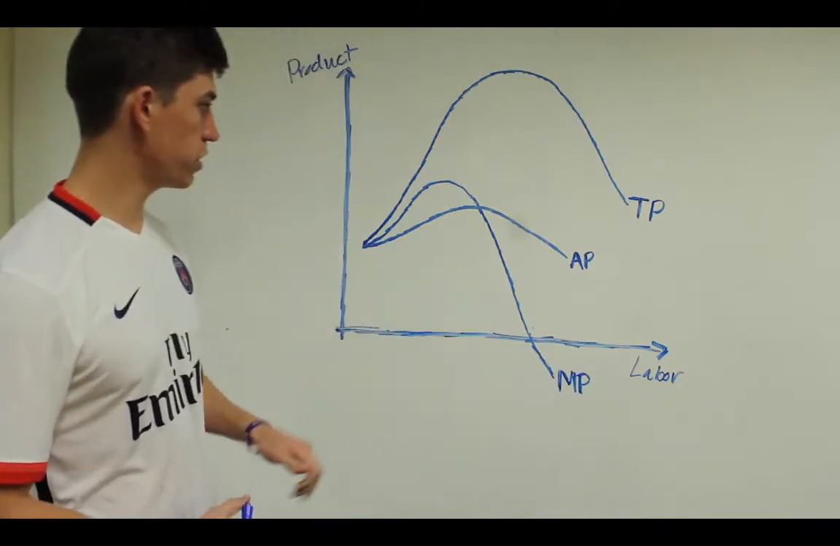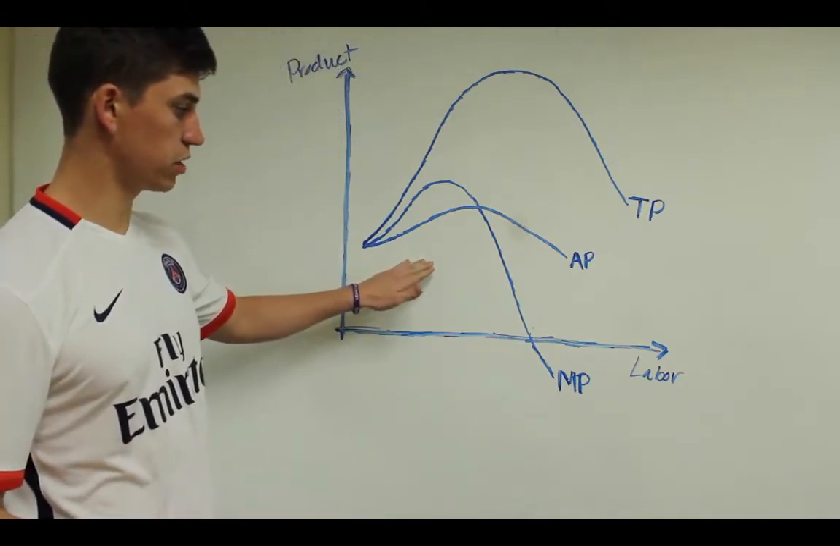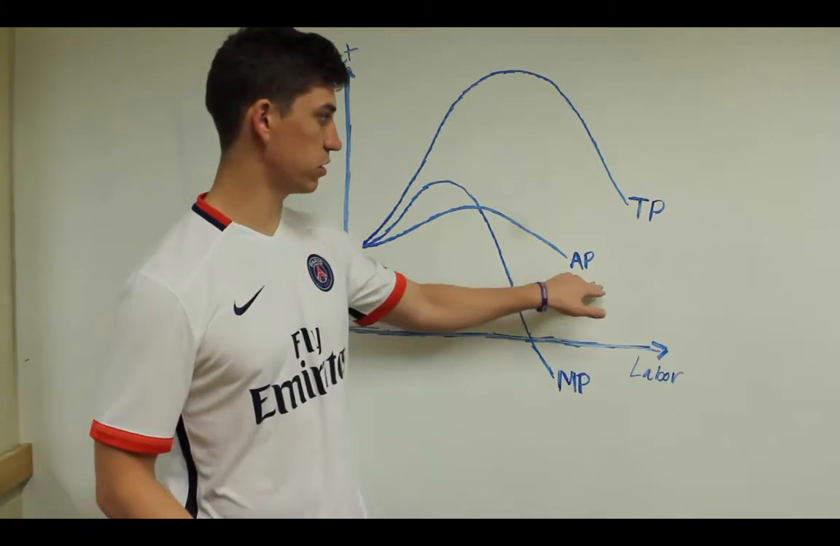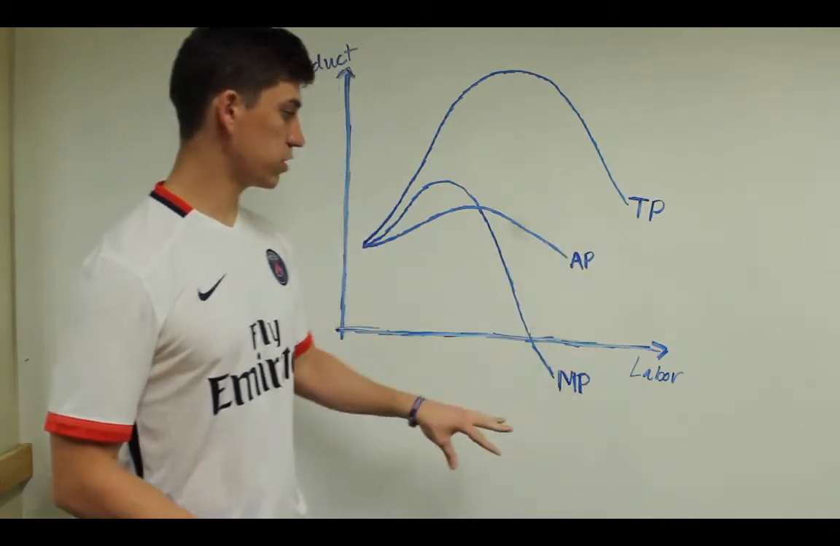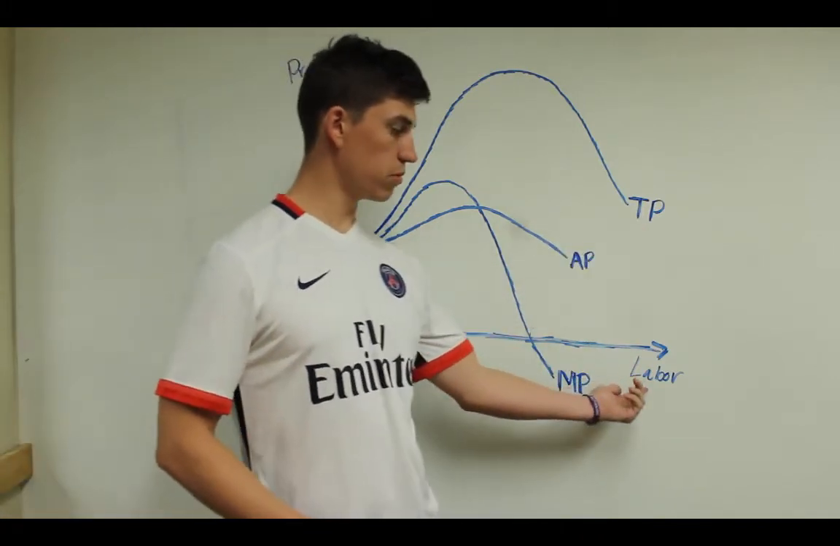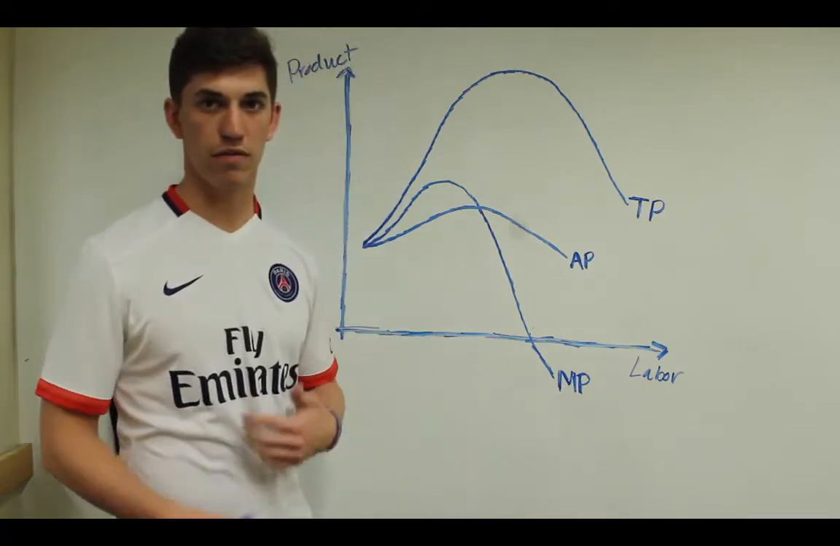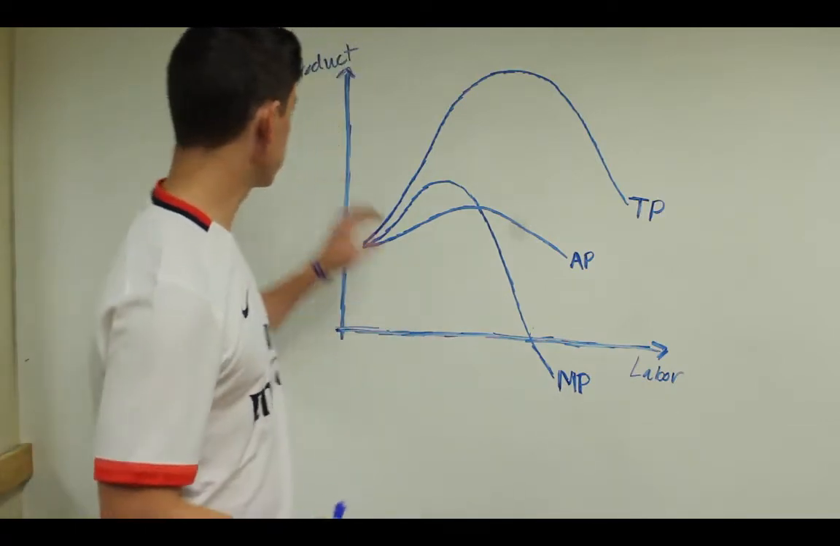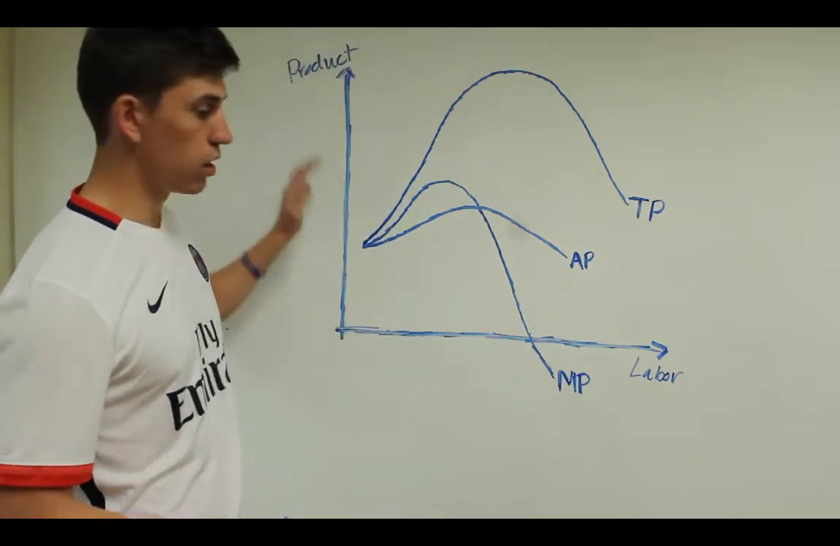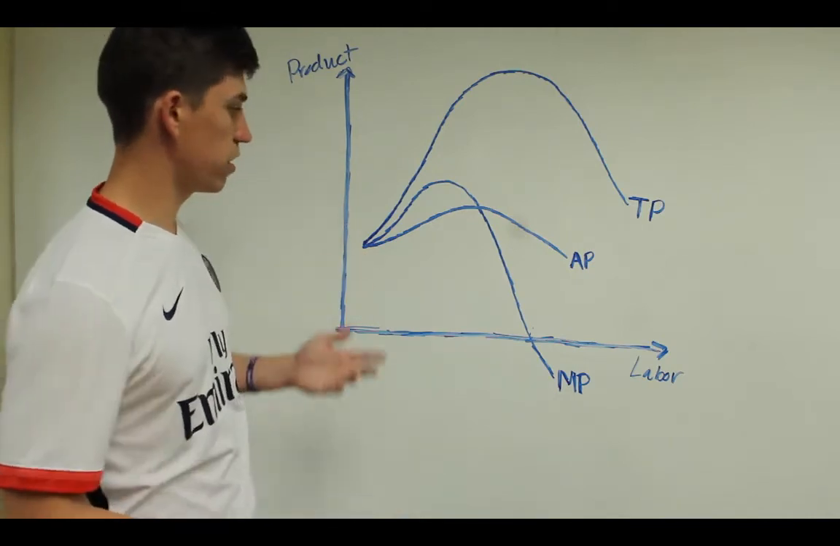Alright, so there's three main types of product curves here. We'll talk about the marginal product, the average product, and the total product. And all these curves show a relationship between labor, so the amount of workers you have, or the amount of hours spent working, and the total product, or I should say product or output.